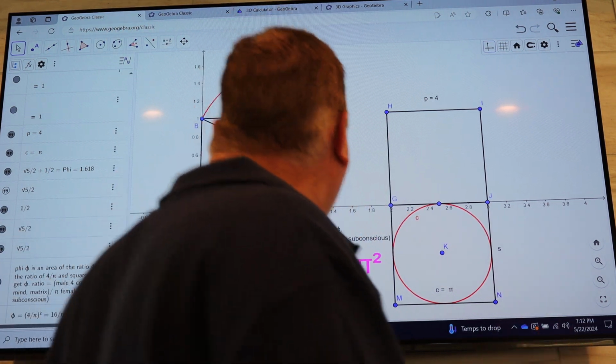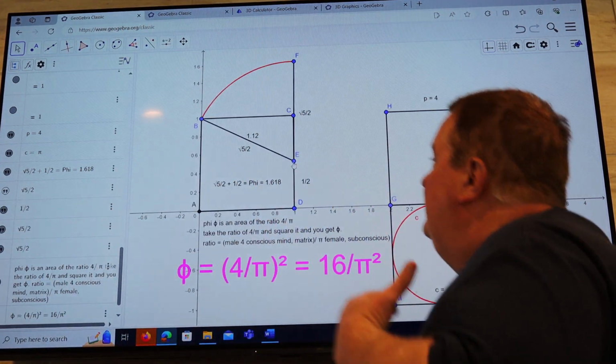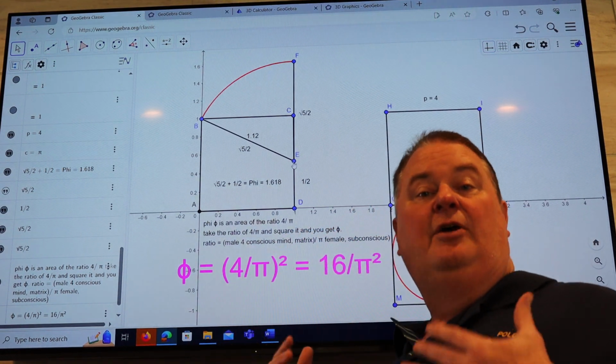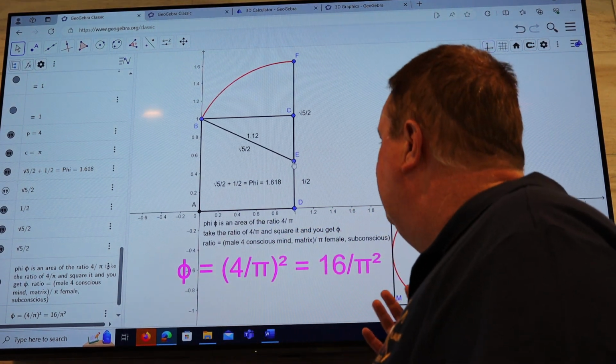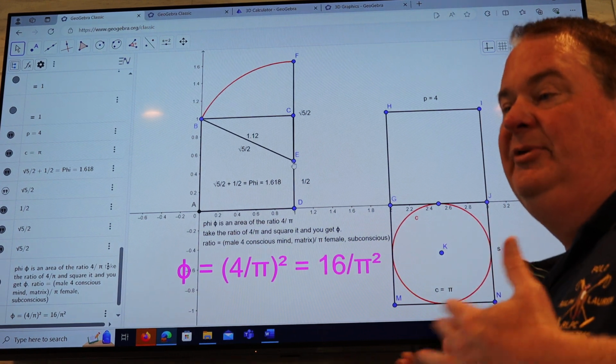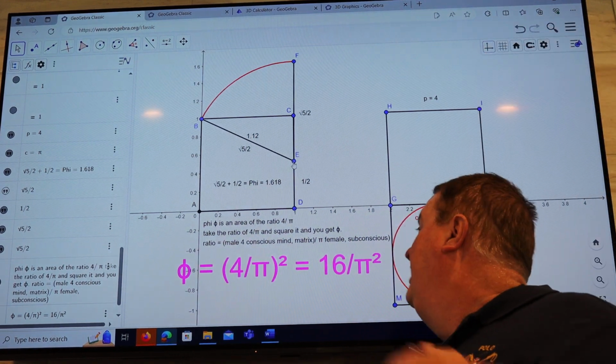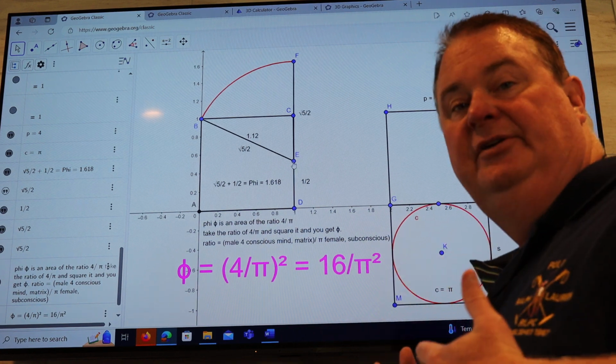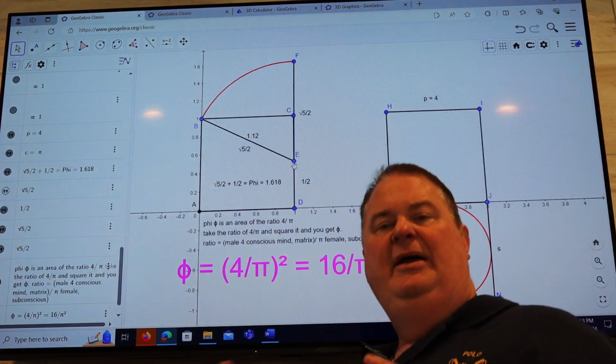So let's go. So the first thing is, a lot of you who are math people have seen this. You've seen what phi is and you know what pi is, okay? What I'm going to do is relate the two as they do with each other, and I'm also going to talk about male and female.